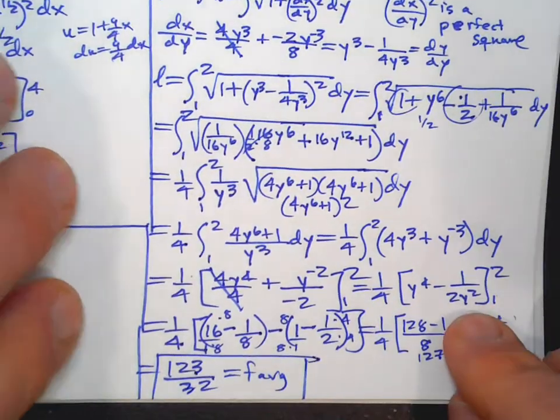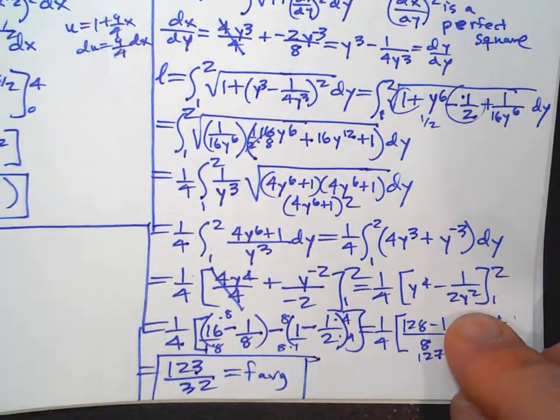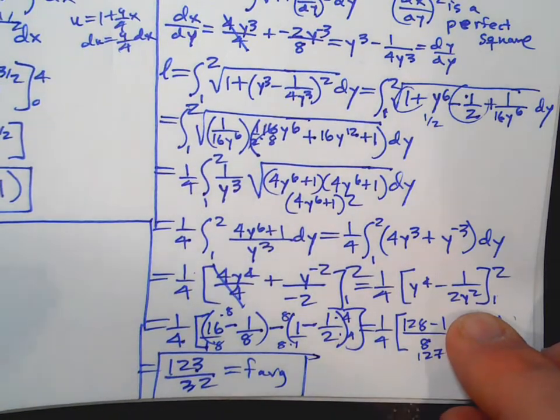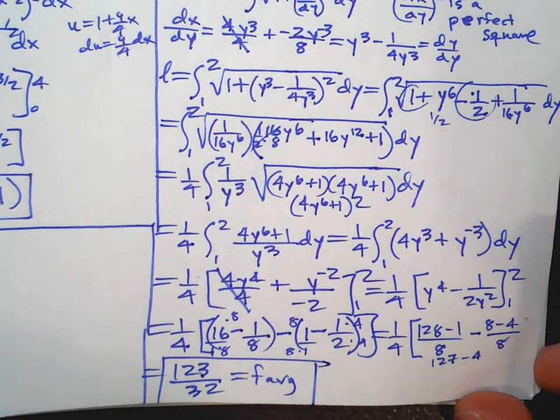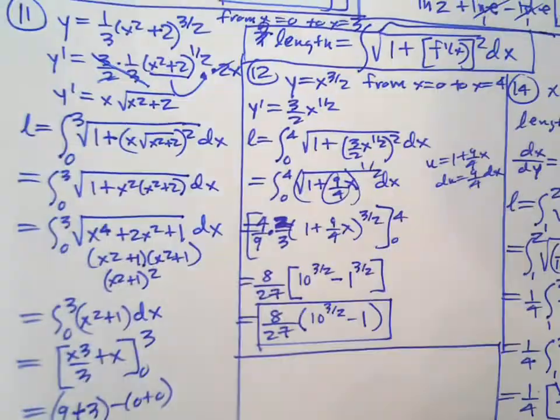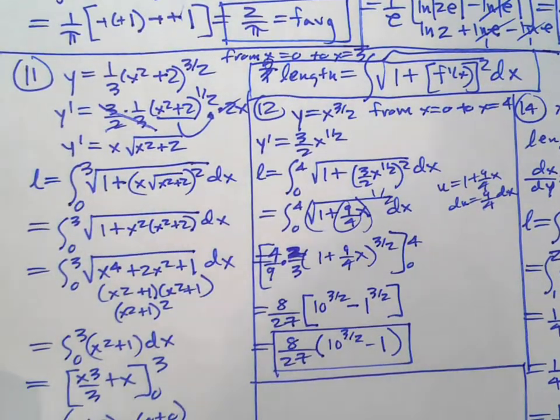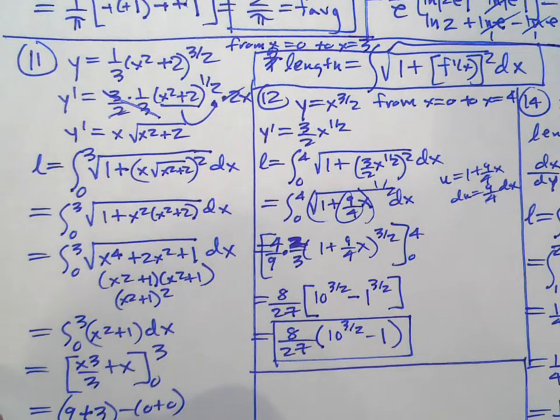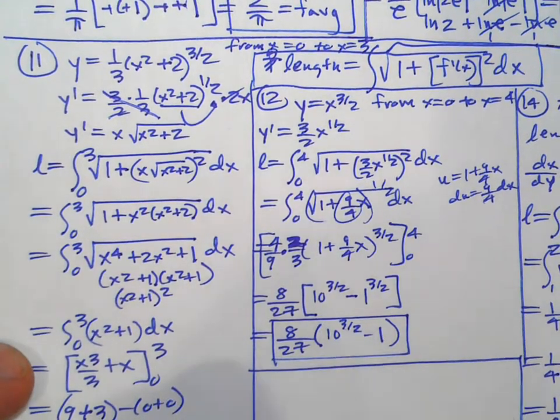There you go. There's the answer: 123 over 32. Crazy. Okay. All right. There are a couple more problems here. Let's see if we can fit them on here. Maybe.